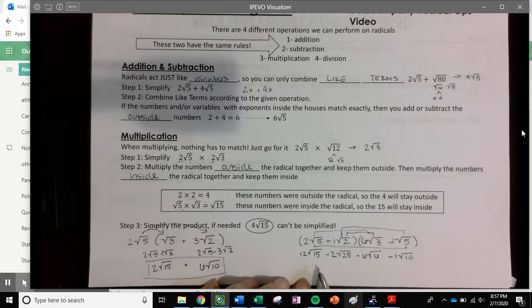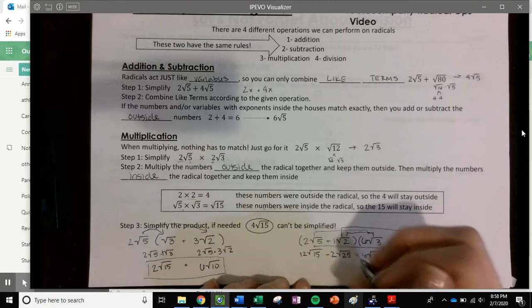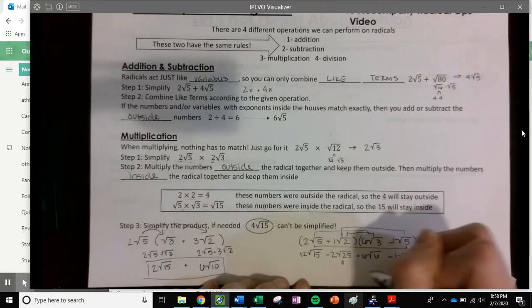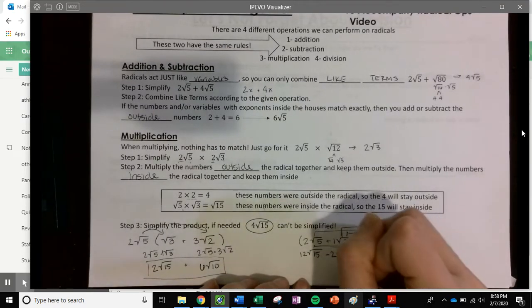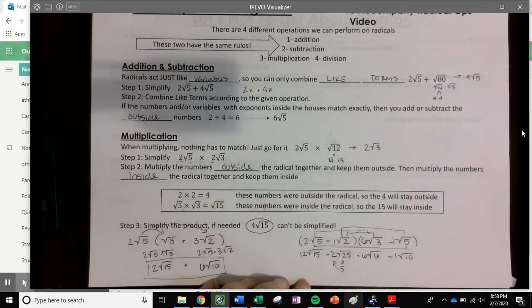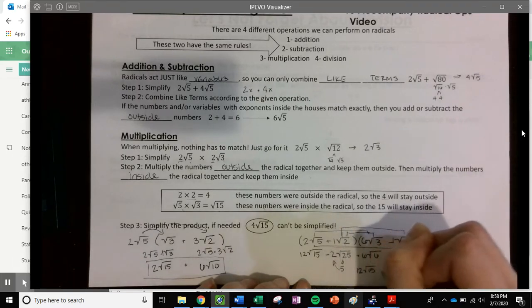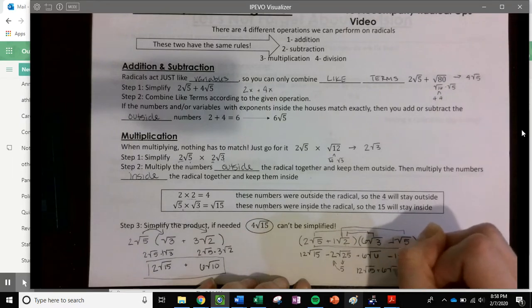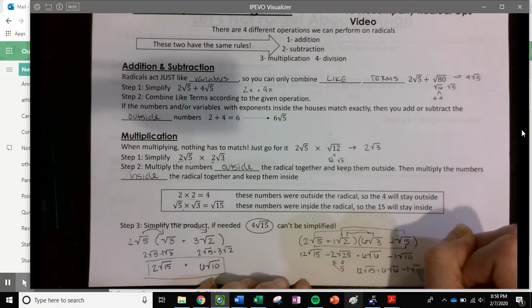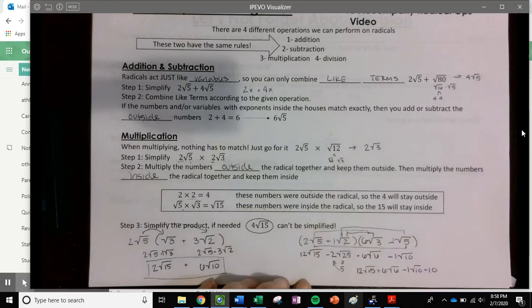So we cannot simplify square root of 15, square root of 6, or square root of 10. Those are all going to stay the way they are. But square root of 25, well, that squares out to 5. And since I have a negative 2 already out here, that means I've got 5 times negative 2, which is going to give me negative 10. So I'm going to rewrite this as 12 square root 15 plus 6 square root 6 minus 1 square root 10 minus 10. And I always tend to stick the constant there on the end.